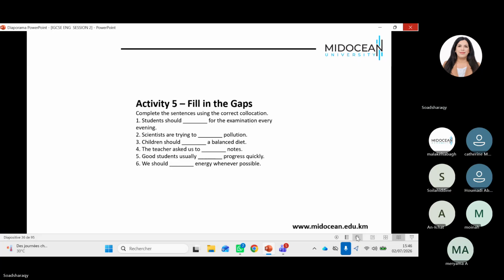Now, activity number 5, fill in the gaps. Fill in the gaps, complete the sentences using the correct collocation. Okay, so raise your hands and complete the sentence using the correct collocation quickly.